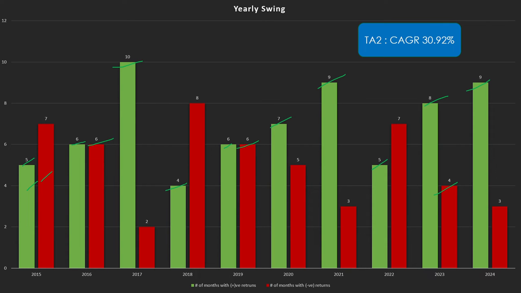So the takeaway from this graph is that the last 10 years CAGR of the top 10 companies of this sector is 30.92. So this is a massive CAGR as compared to other sectors.